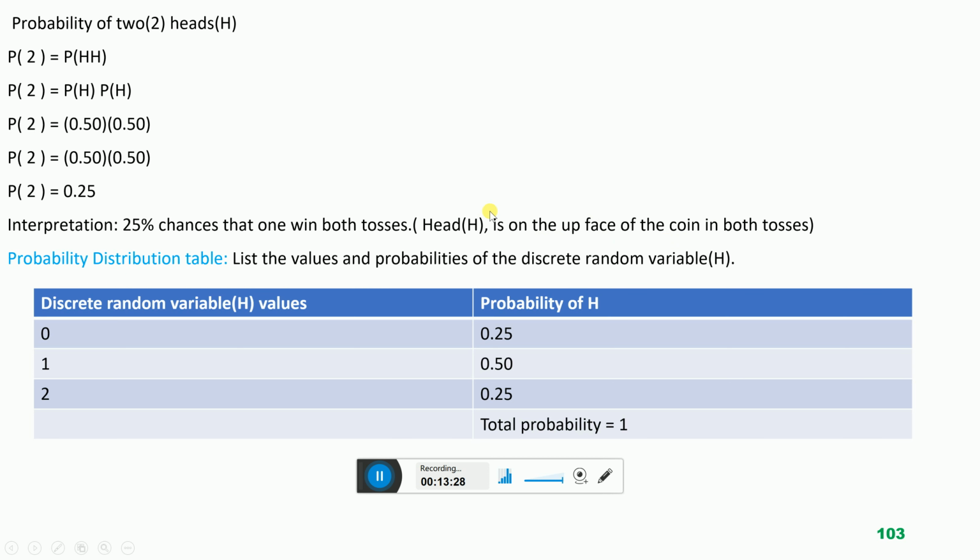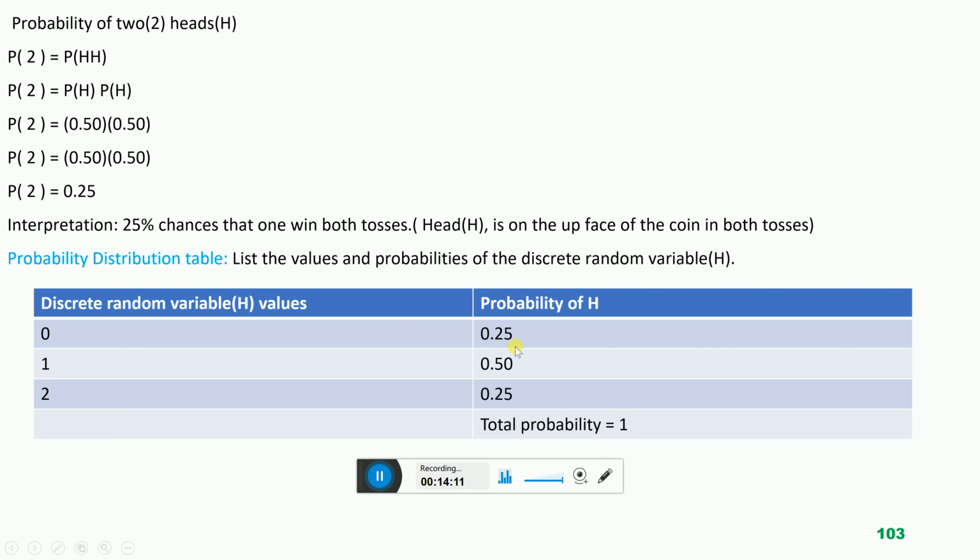So now we estimate, we calculate probability for 0 heads, probability for 1 head, probability for 2 heads. Now I am listing, look, we define that the probability distribution function will develop the probability distribution table, and this table will include values of the random variable as well as corresponding probabilities of the values of the random variable. So the probability distribution table is this. This table lists the values and probabilities of the discrete random variable head. So discrete random variable head values are 0, 1, 2, and probabilities of the random variable head are given.